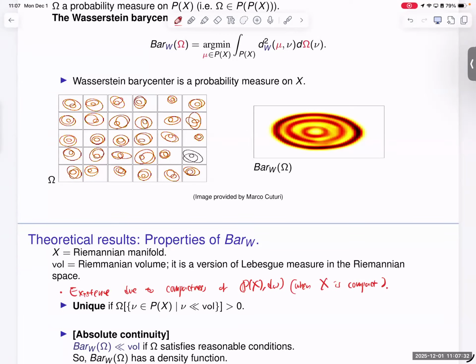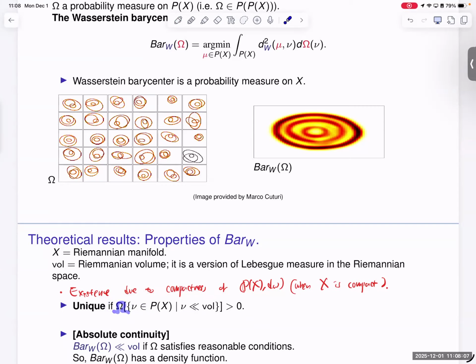And then the next question is uniqueness. Uniqueness does not hold in general, of course, similar to the optimal transport case, but if the measures in your distribution are absolutely continuous, so if these images are absolutely continuous with respect to Lebesgue measure, then you can prove that the corresponding Wasserstein barycenter is unique. So here this expression means the following.